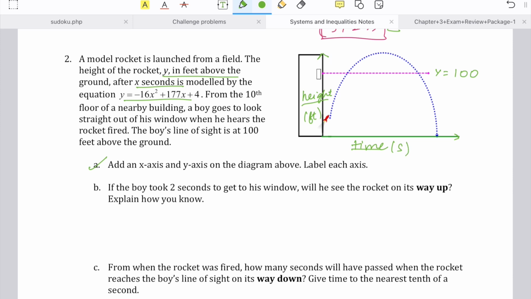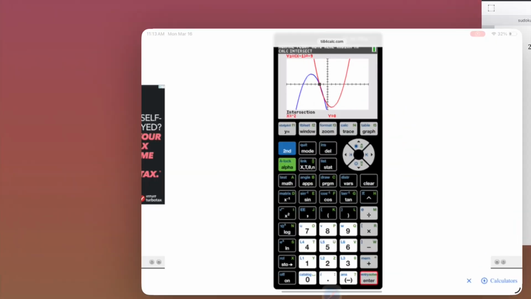If the boy took 2 seconds to get to his window, will he be able to see the rocket on its way up? So the way we will figure this out is he can only see the rocket if he is over here at y is equal to 100. So we can use our graphing calculator for this.